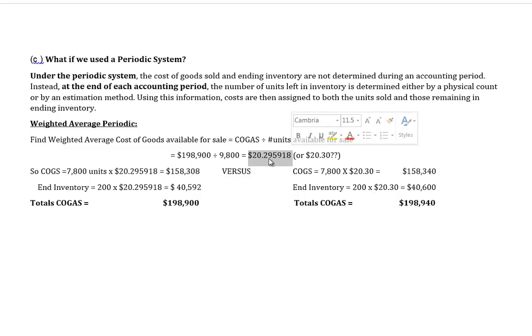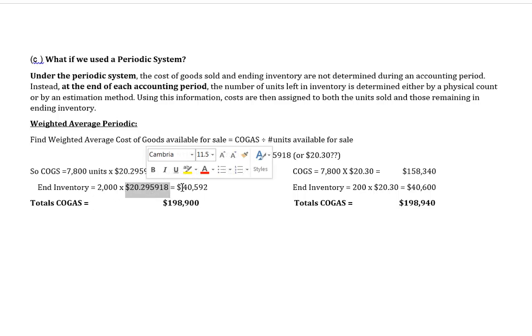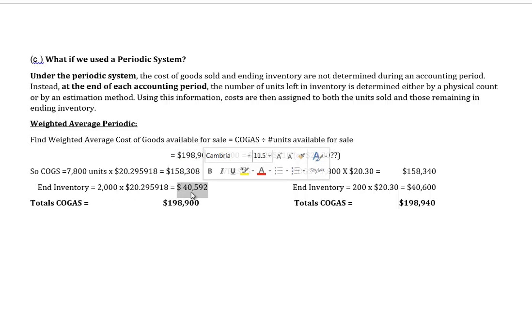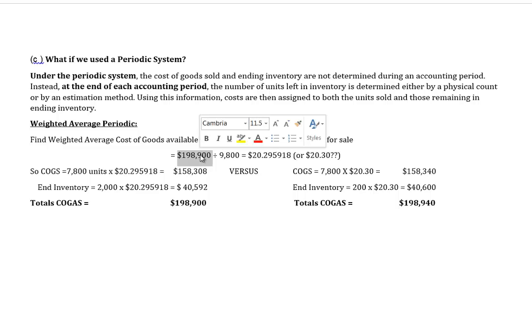So if I use this number, which is the more accurate number, and I multiply cost of goods sold units, 7,800 times that number, I'm going to get 158,308. My ending inventory should be 2,000 units times that number, and that'll give me 40,592. Now, just line this up a little bit better. If I added those two numbers together, notice I get 198.9 on the button when I add these two guys together, right? Which is what I had available to sell. That was in the question. You calculate it in the earlier part of the question.